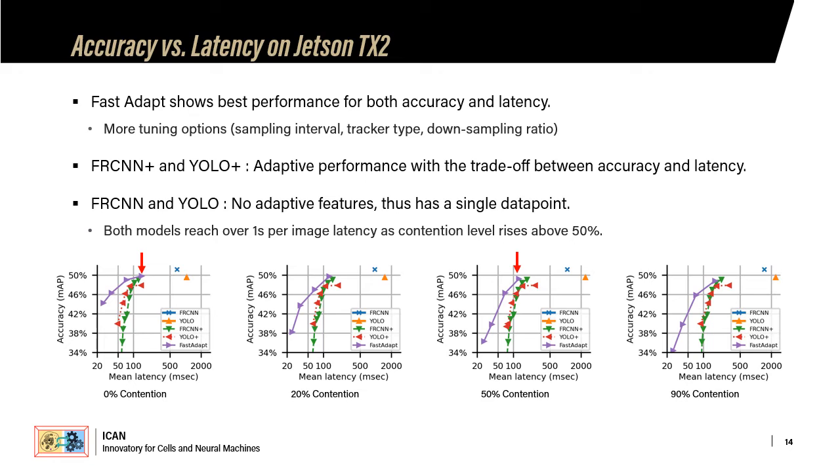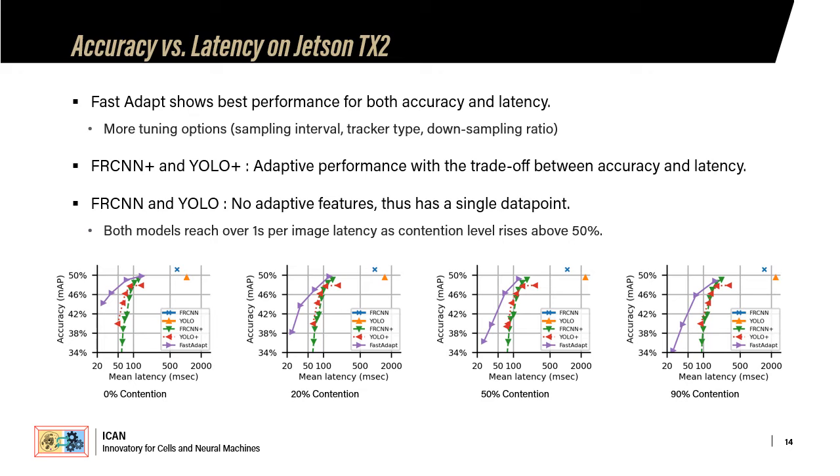In contrast, FRCNN Plus and YOLO Plus are 1.5 times to 2 times slower with 50% and 90% contention. This is mostly due to more tuning options that FastAdapt has over different baselines. Still, FRCNN Plus and YOLO Plus were able to show adaptive performance with the trade-off between accuracy and latency, holding latency under 100 milliseconds over 90% contention level.